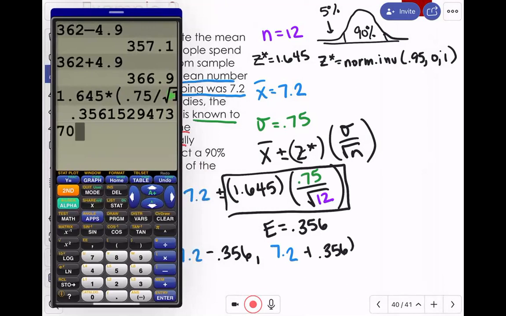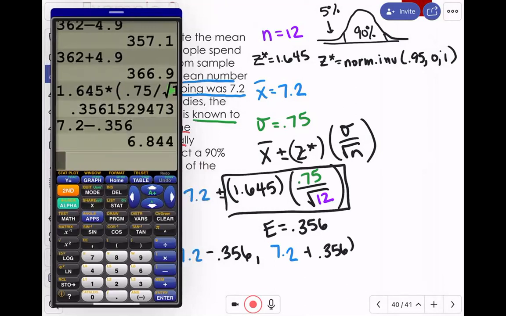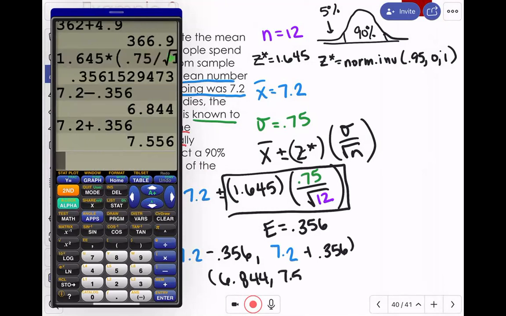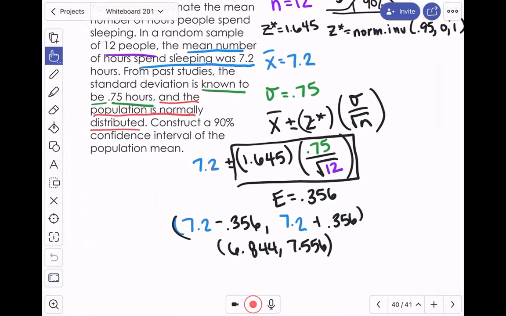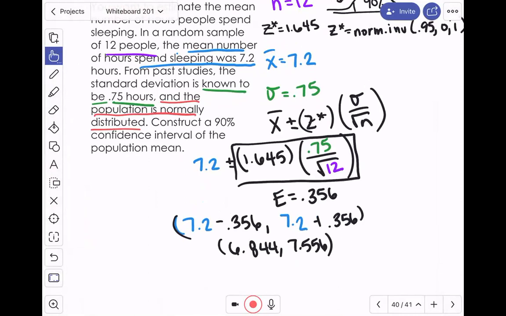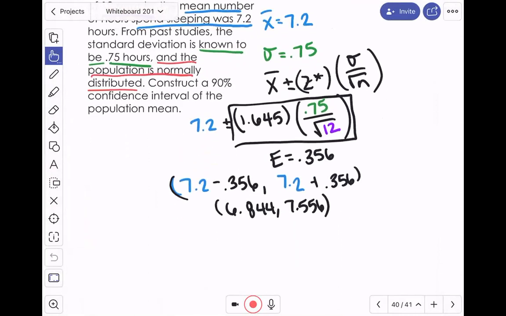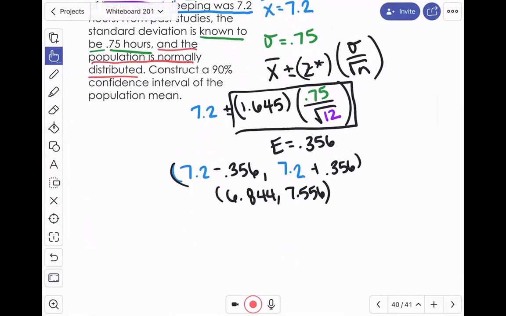When I calculate that first one, 7.2 minus 0.356, I get 6.844. 7.2 plus 0.356, I get 7.556. And again, we can say it like this: we are 90% confident this time that the true mean hours spent sleeping lies in the interval between 6.844 and 7.556. Furthermore, if we did this a number of times over a long period of time, 90% of all intervals will fall between those values.